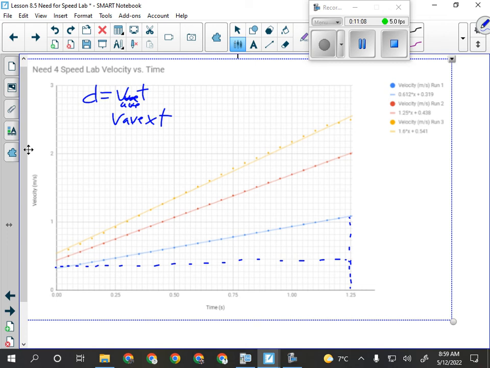All right, so looking at this box here, okay, I know the height of it is 0.319 meters per second, and the base of it is 1.25 seconds. So I can calculate the area of this by going average velocity, which will be 0.319 meters per second, okay, times time. So 0.319 times 1.25 seconds.